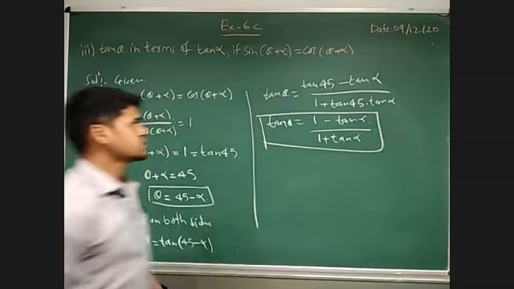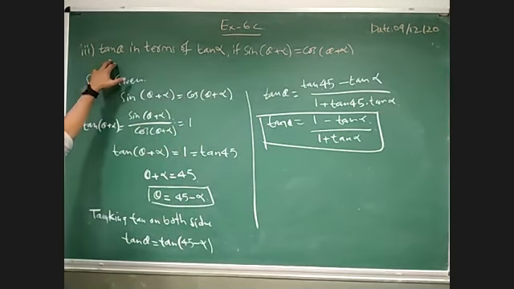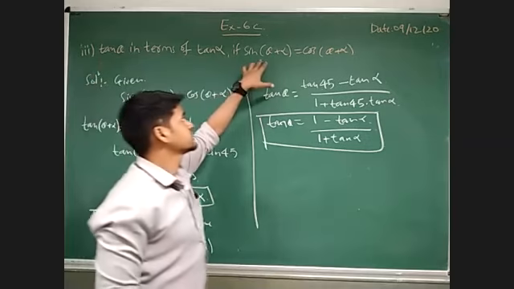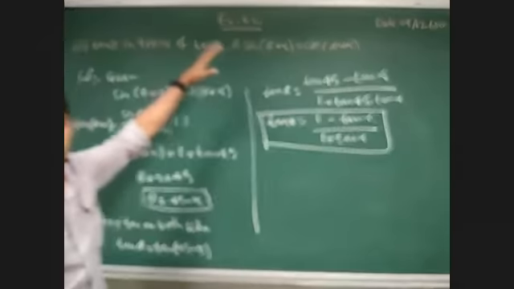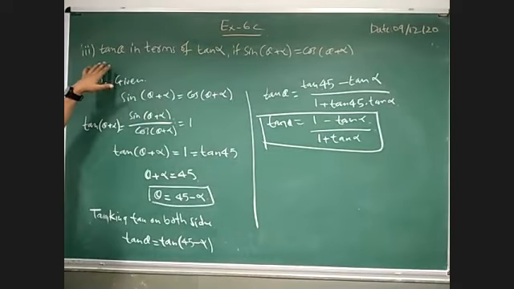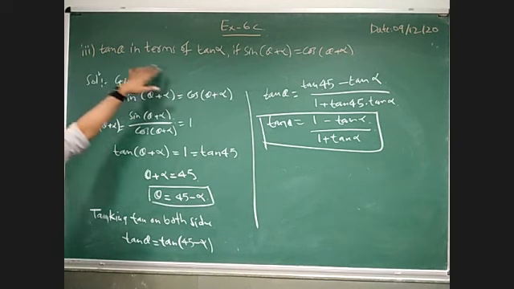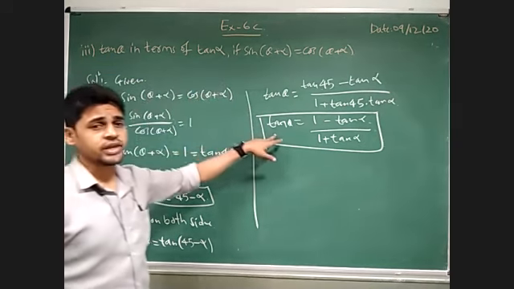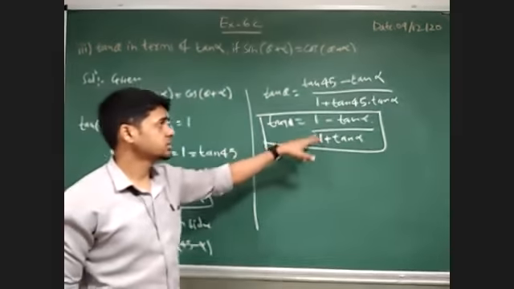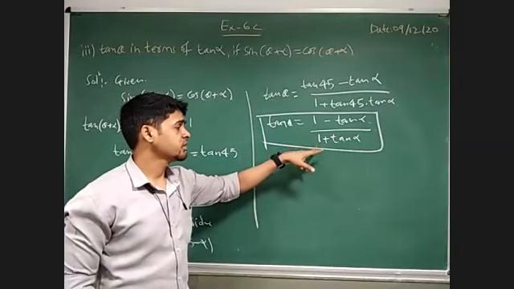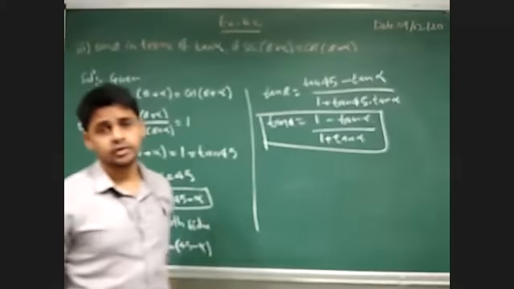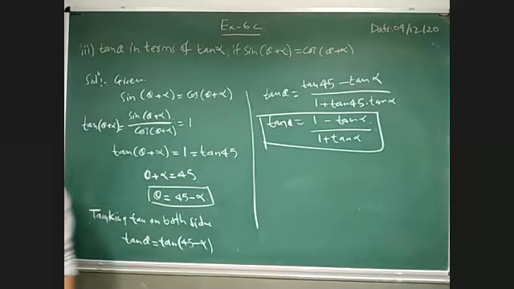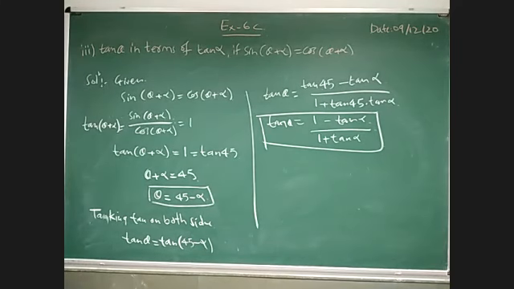So the question was that we have to convert sin theta plus alpha is equal to cos theta plus alpha into tan theta in terms of tan alpha. So here we have done: tan theta is equal to 1 minus tan alpha by 1 plus tan alpha. Okay, this was the question and we have done the answer.